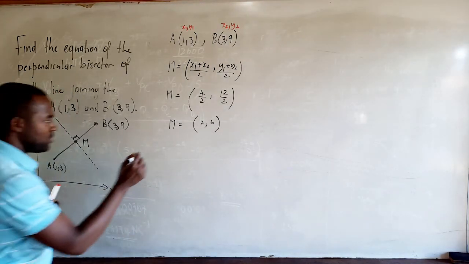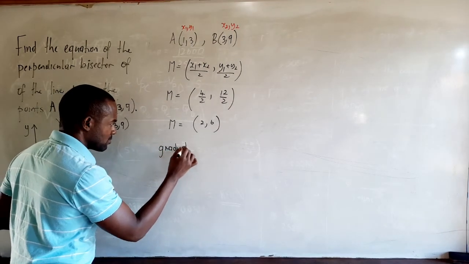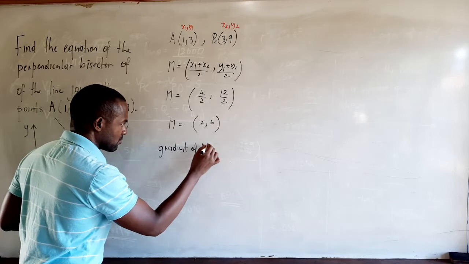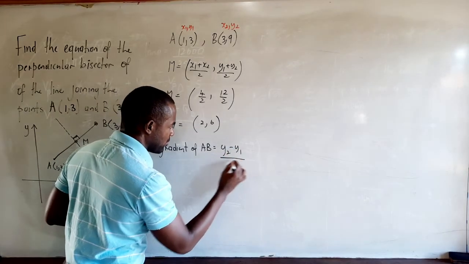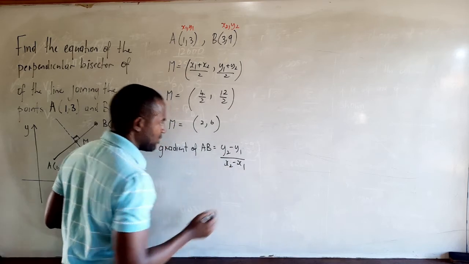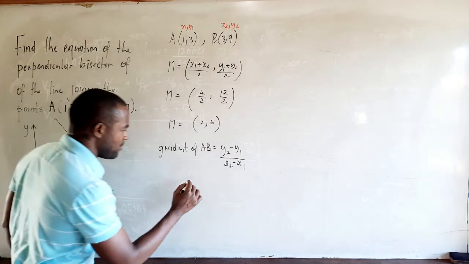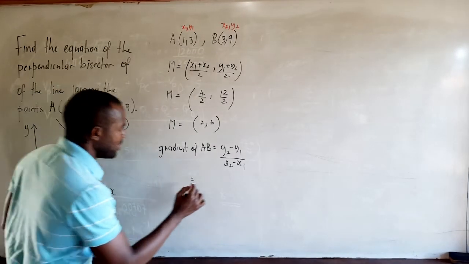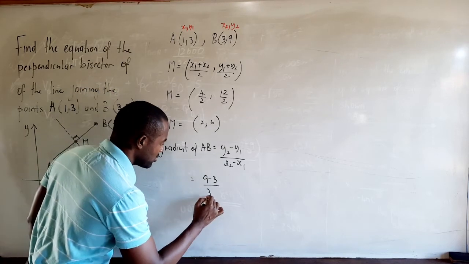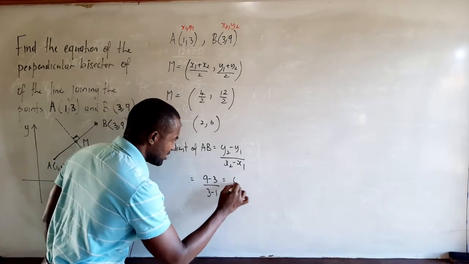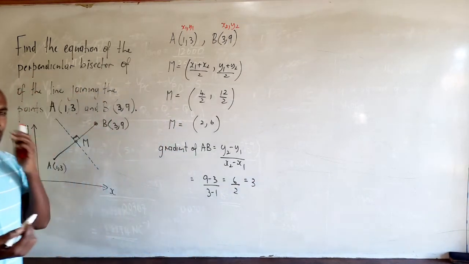So the gradient of AB equals y2 minus y1 over x2 minus x1. And of course, using these 2 points, the gradient of AB is going to be equal to 9 minus 3 divided by 3 minus 1. So this gives us 6 divided by 2, which is equal to 3. So the gradient of AB is equal to 3.